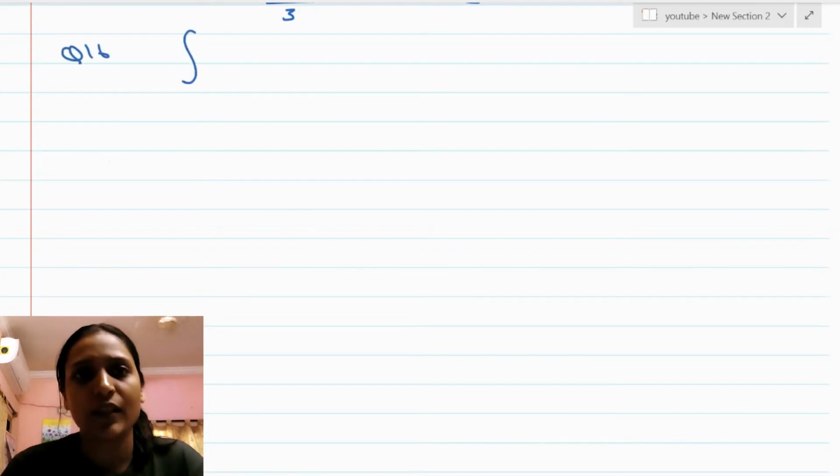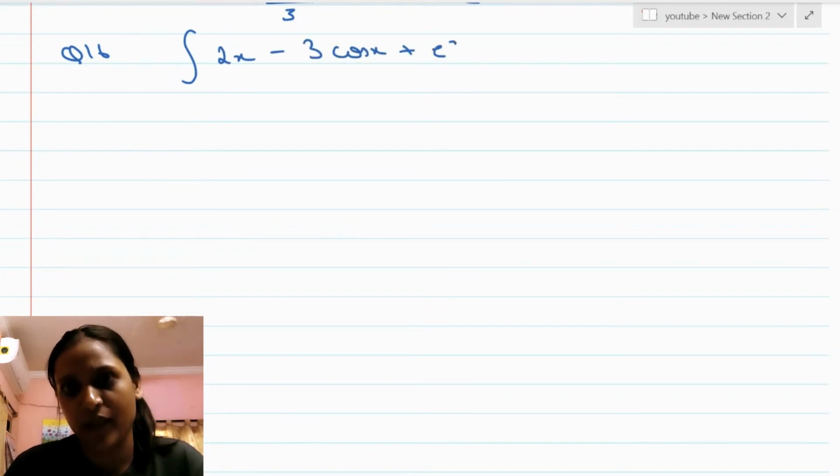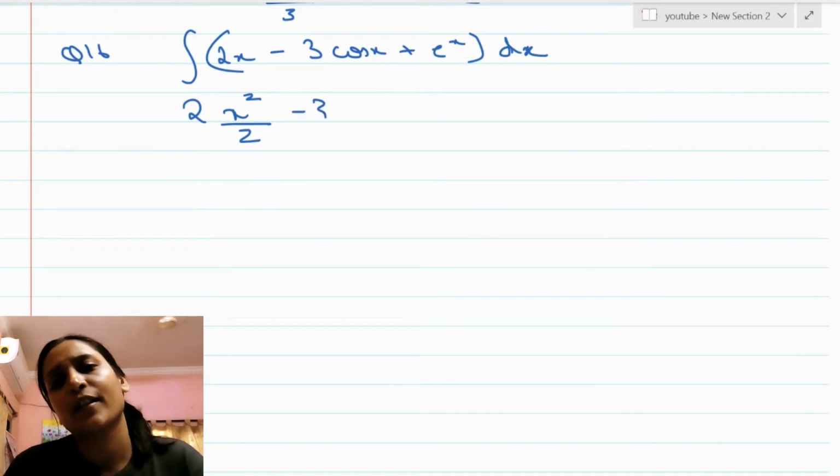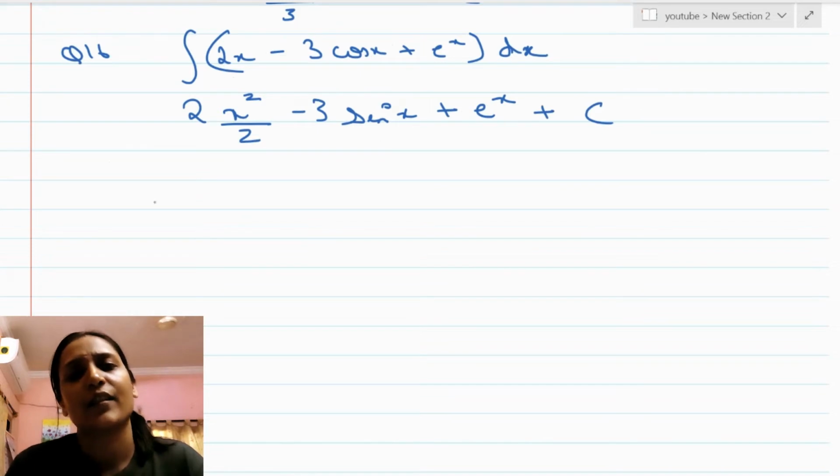So the question is integral of (2x minus 3 cos x plus e to the power x) dx. So integral of 2x is nothing but 2 into x square by 2, then minus 3 cos x, so minus 3 integral of cos x is nothing but sin x, and integral of e to the power x would be e to the power x plus c. So this is going to be the answer. Let's go ahead and try question number 17 now.